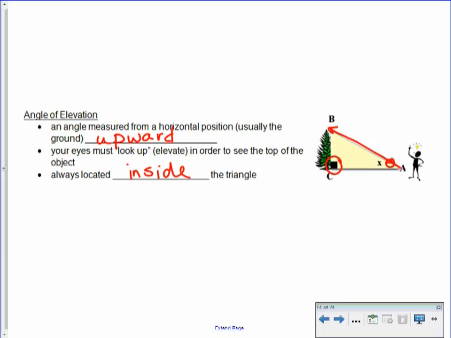Questions? Wait, I got a question. Why did you put a little thing next to it? That's just the theta. Oh, okay, so that's saying theta.